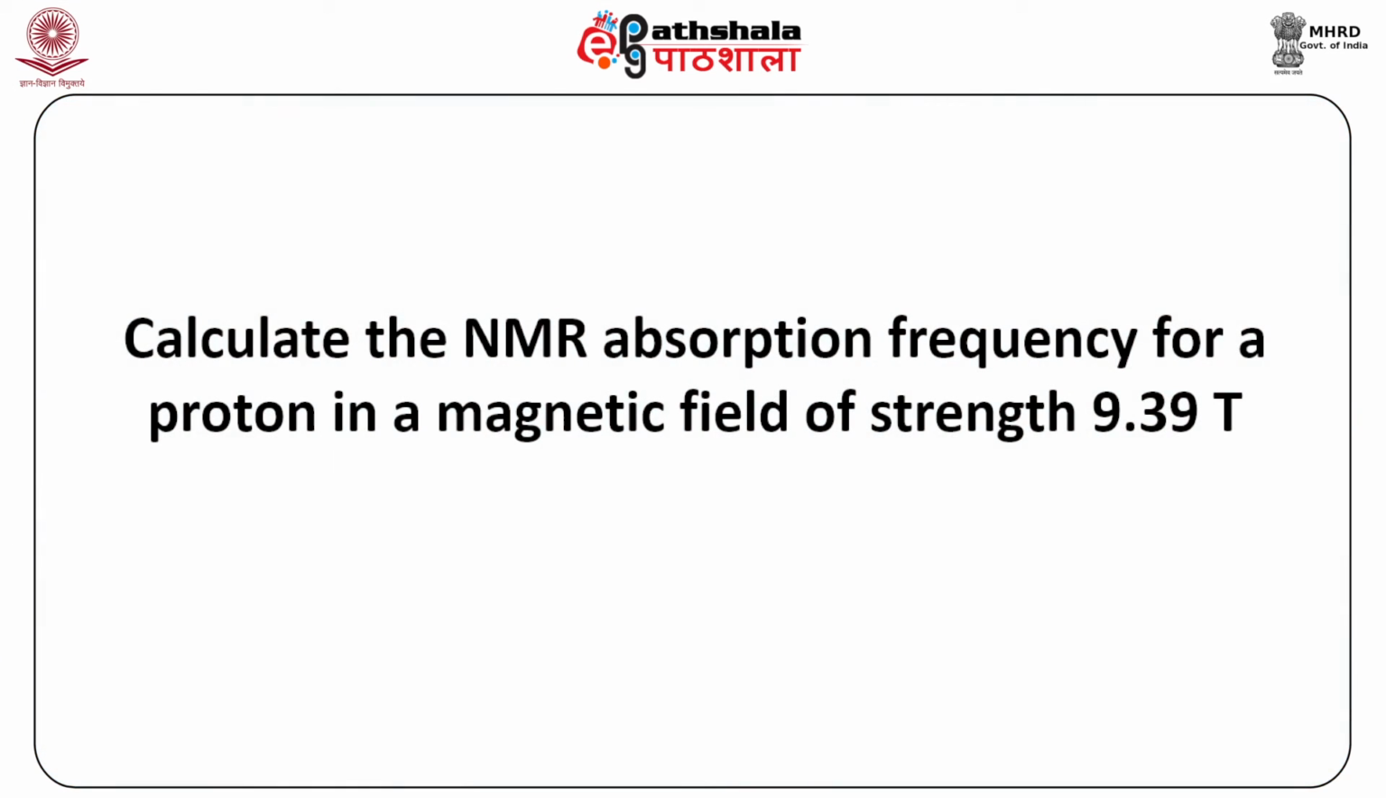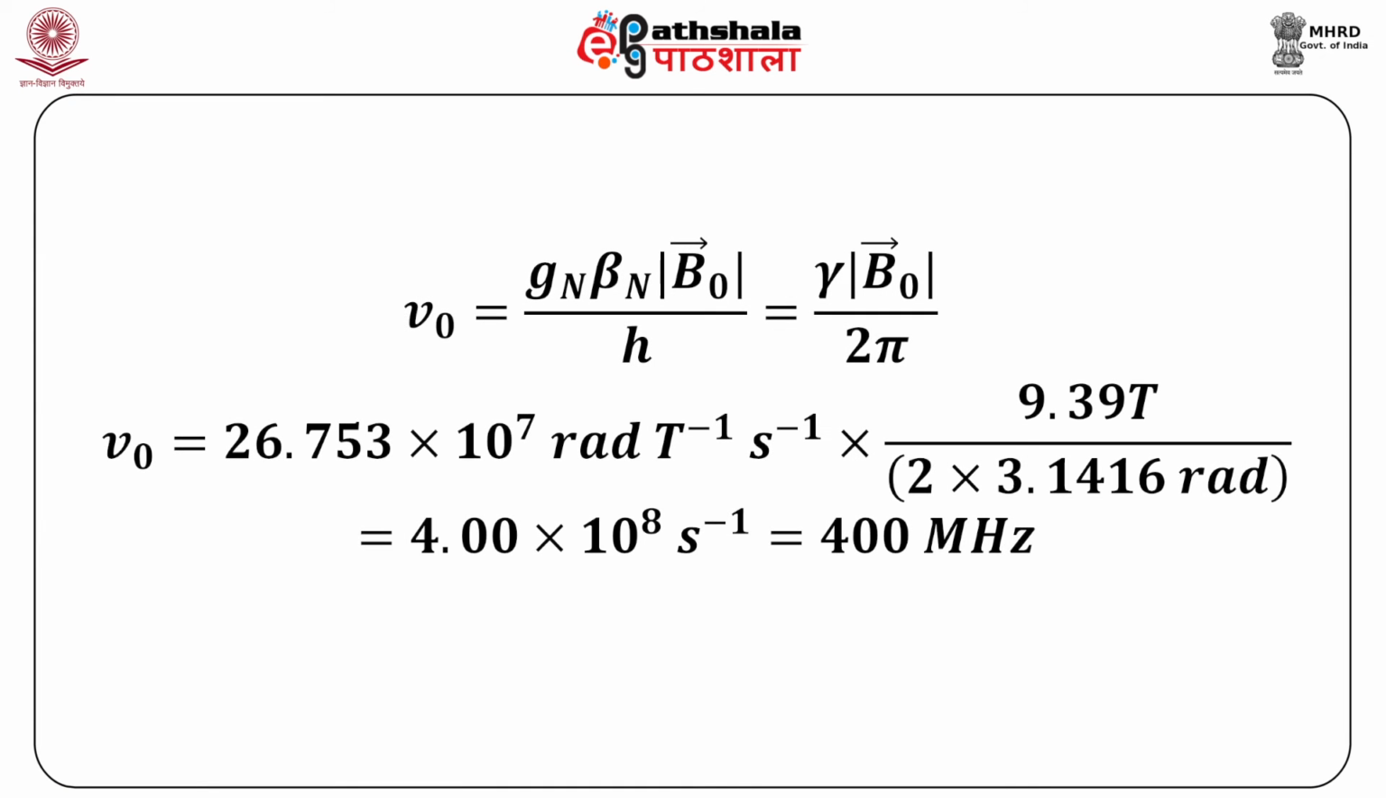So, we will take up an example: calculate the NMR absorption frequency for a proton in a magnetic field of strength 9.39 Tesla. We have seen that nu_0 is equal to g_N beta_N B_0 divided by h, which can also be written as gamma B_0 by 2 pi. When you substitute the various values, nu_0 is 26.753 into 10 raised to the power of 7 radian per Tesla per second into 9.39 Tesla, divided by 2 into 3.1416 radian, and this is equal to 400 megahertz. This is in the radio frequency range.